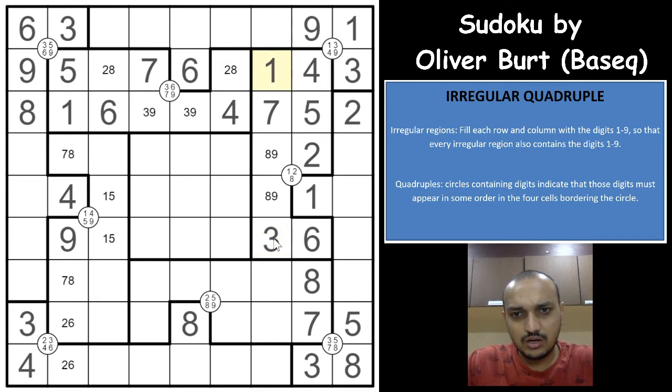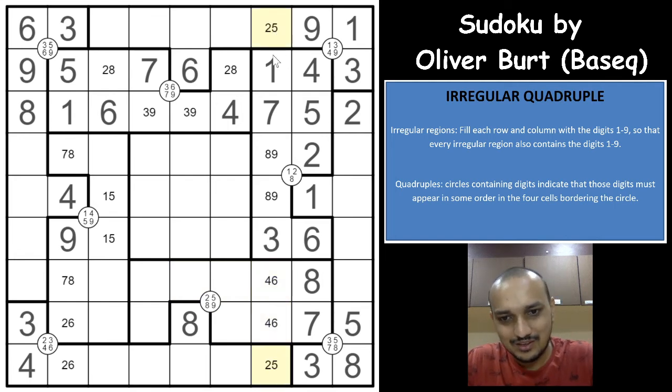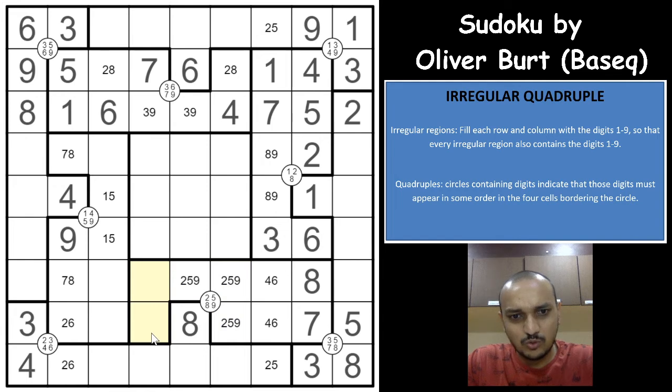So 1, 2, 4, 6 and 5. 2 and 5 cannot be here in these 2 cells, because you have a 2, 5 need to be placed here. So these 2 cells are 4 and 6. These 2 cells are 2 and 5. Wow. These 3 cells are 2, 5 and 9. So which means these 2 cells are 1 and 3. So this is 1, this is 3. Nice.